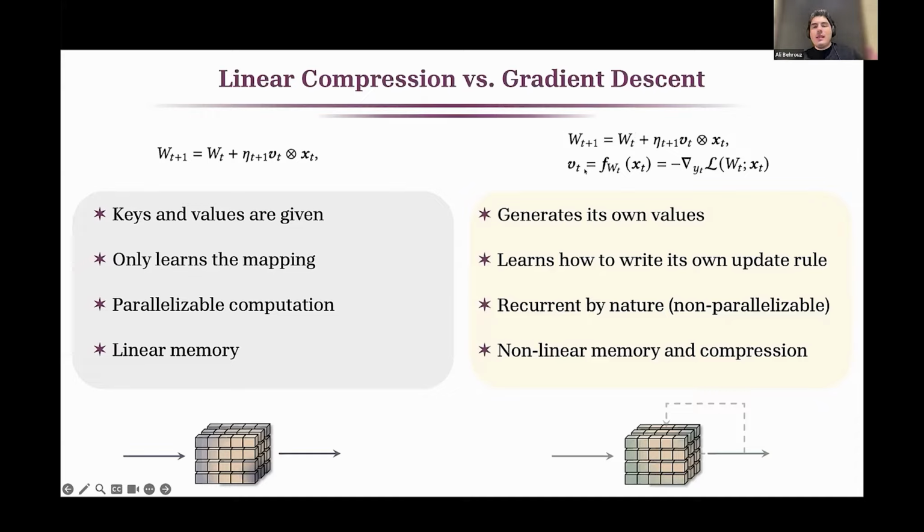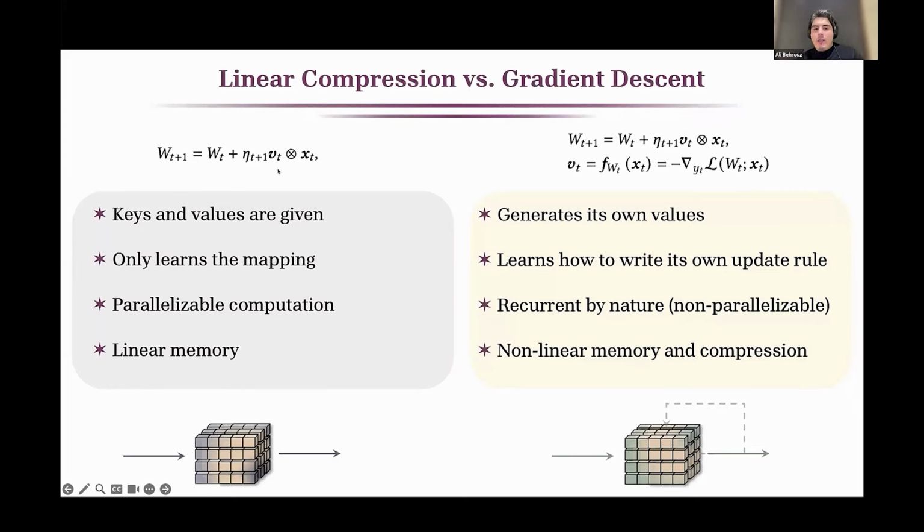So there is an important difference between them. In linear attention, keys and values are given, but in gradient descent, the model generates its own value. In linear attention, the only thing it needs to do is learn the mapping between the given keys and values. But now the model here needs to learn how to write its own update rule, because this value that we have here is a form of controlling its own update.